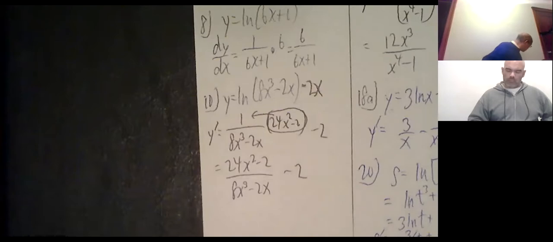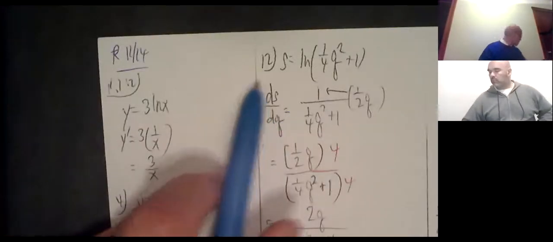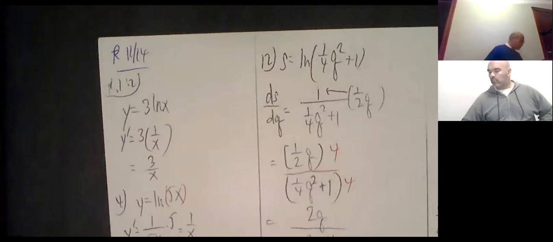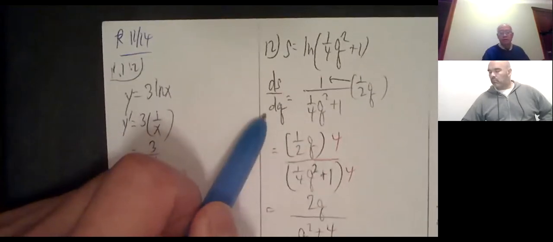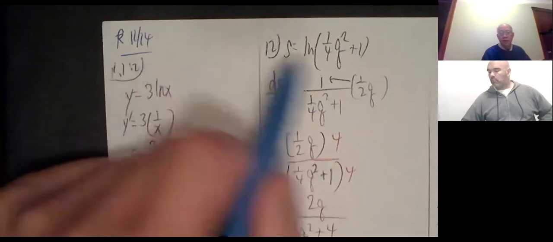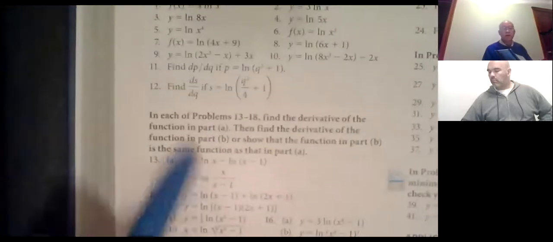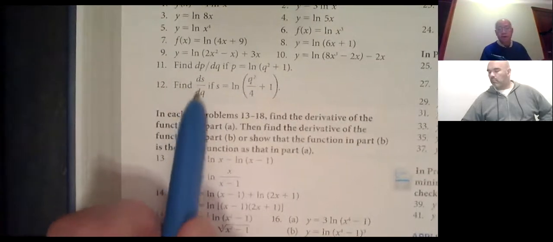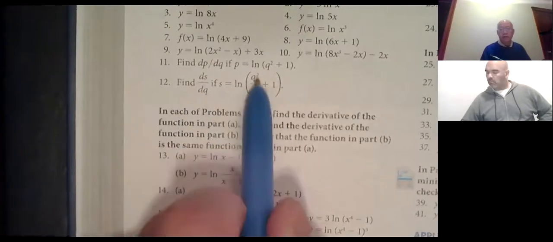Okay, then continuing on. Number 12 looks a little bit harder. It says find ds dq. Don't get scared by ds dq. It's still a derivative, and it tells you the variables are s and q. I'll show you what I have. So don't let it freak you out. Oh, what's this ds dq stuff? It still means derivative. The variables are s and q.